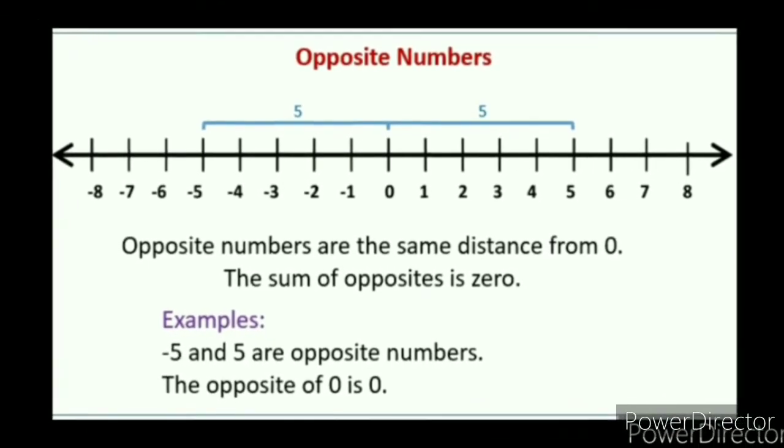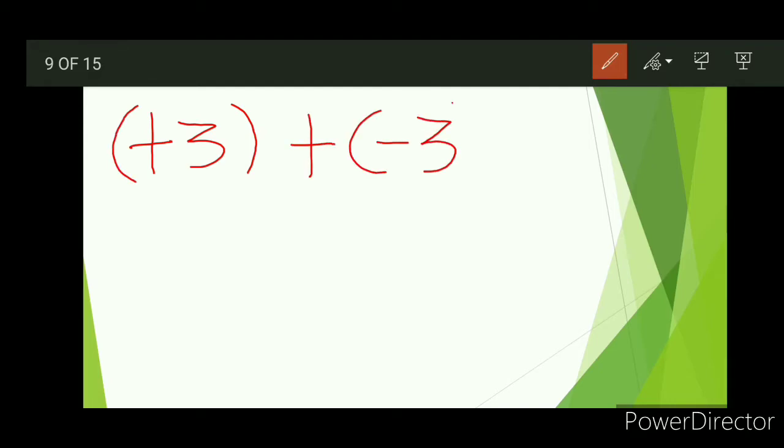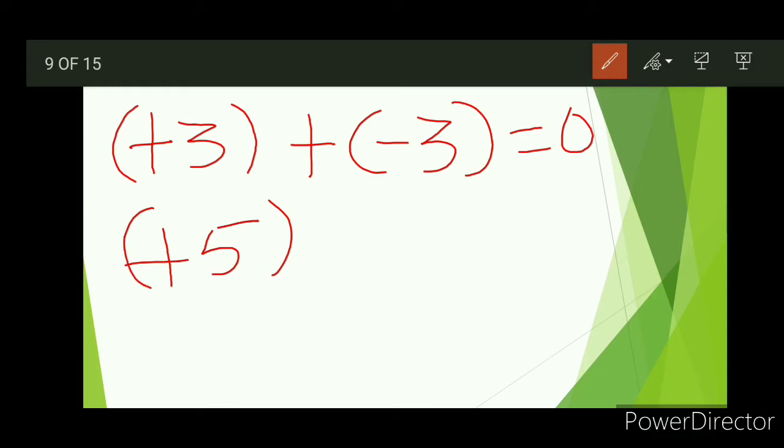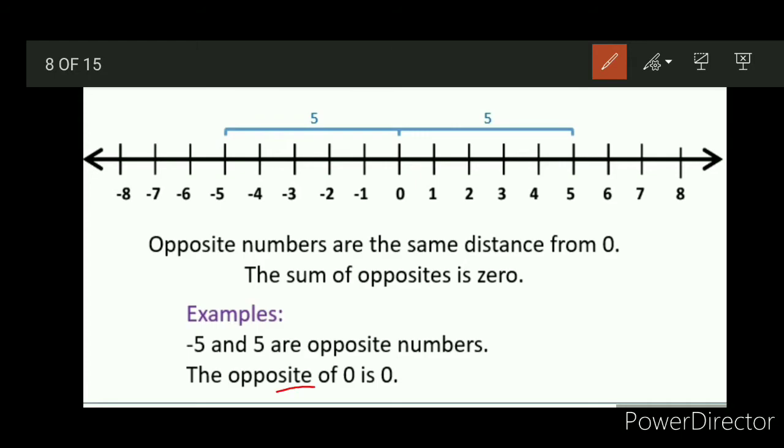Copy this also. See, children, the sum of +3 and -3 is equal to 0. Similarly, the sum of +5 and -5 is equal to 0. But 0 has no distance, therefore the opposite of 0 is 0.